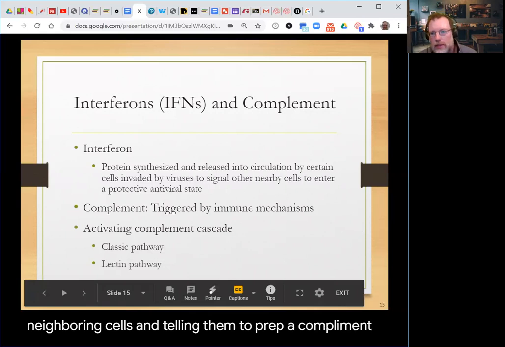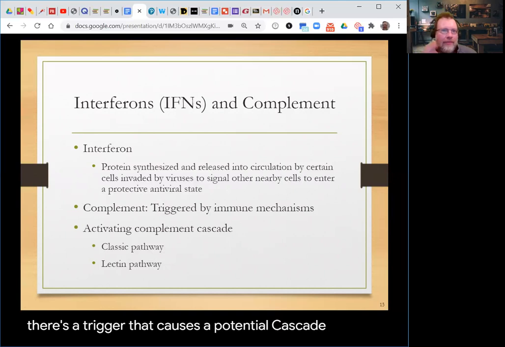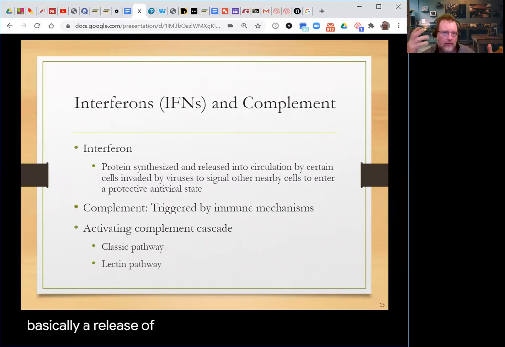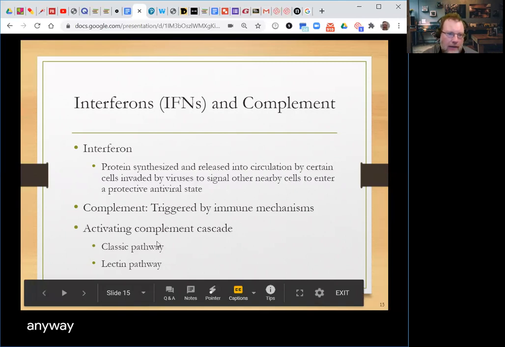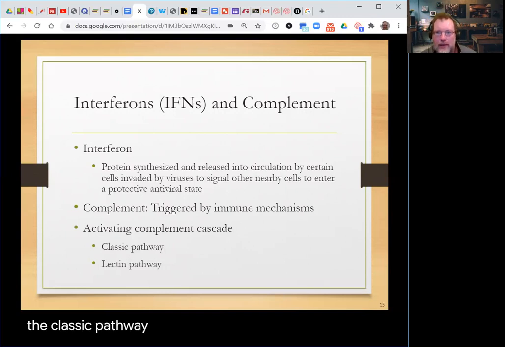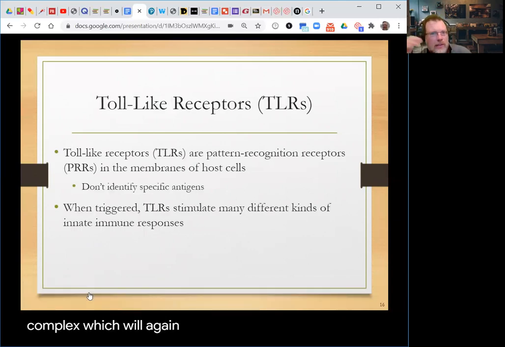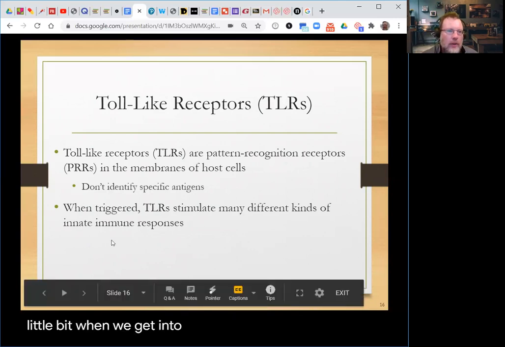Okay, a complement is a trigger that causes a potential cascading effect, basically a release of all kinds of different enzymes. So anyway, activating the complement cascade. We have the classic pathway that we'll talk about shortly. It basically involves going in and lysing or destroying foreign cells. We could get what's called a membrane attack complex, which we'll look at in a little bit when we get into adaptive immunity.